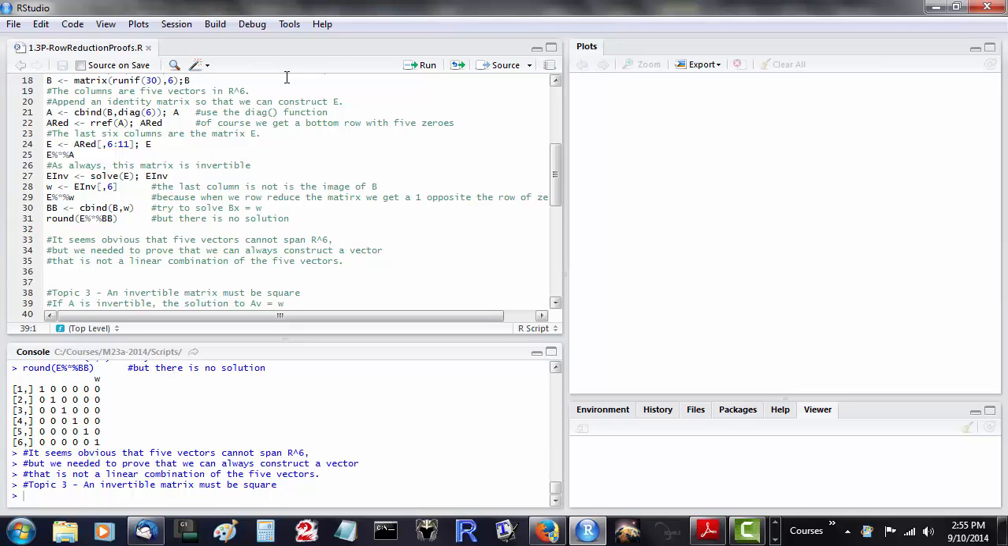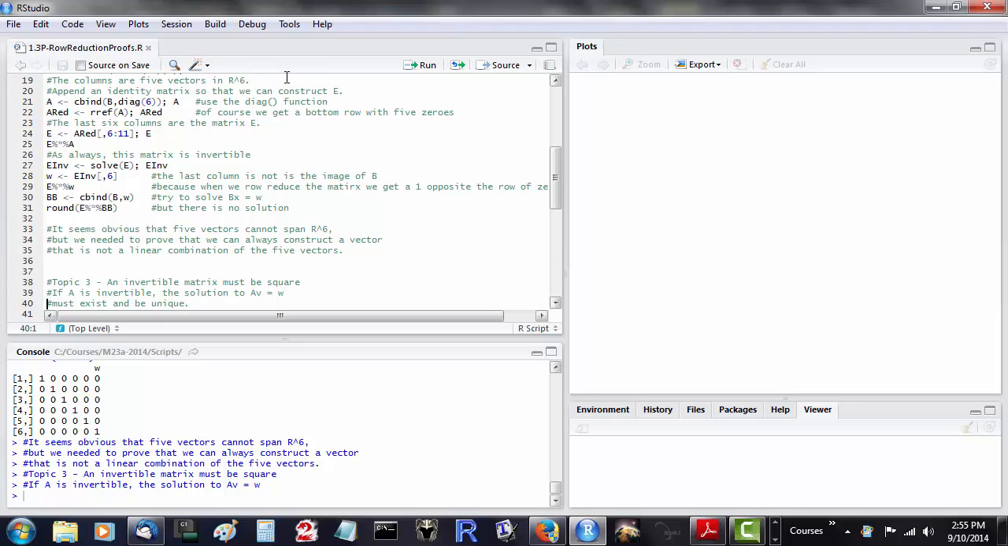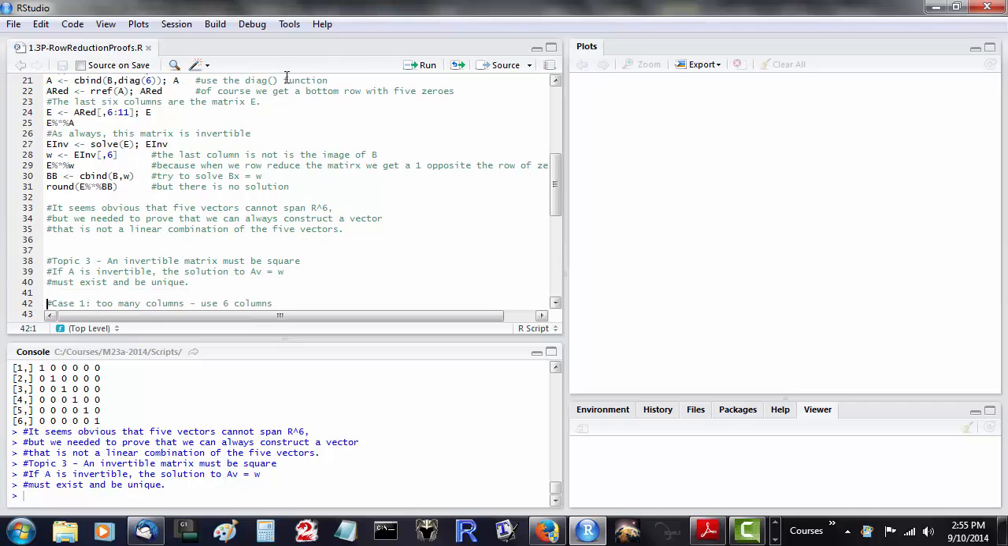What does it mean to say that the matrix A is invertible? It means that if we write down the equation A times vector V equals vector W for arbitrary W, a solution has to exist and it has to be unique.